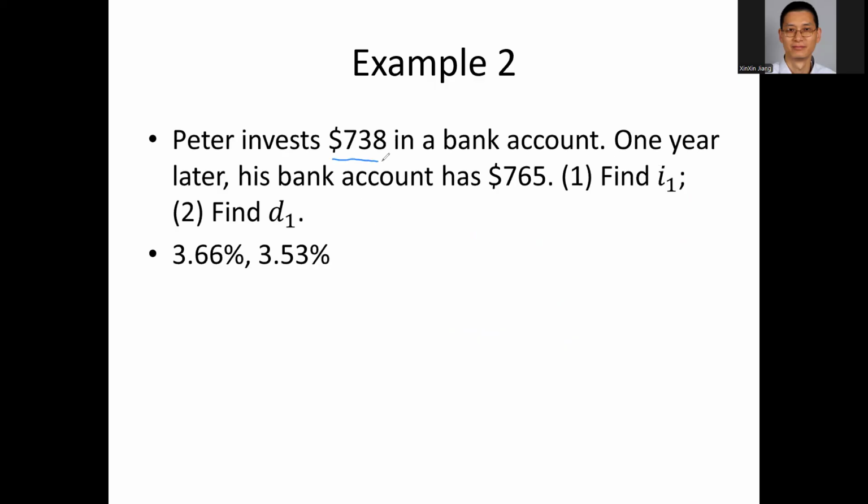Peter invests $738 in a bank account. One year later, his bank account has so much money. Find I1 and find D1. So I1 equals A1 minus A0. So it's 765 minus 738, divided by 738. And D1, it's 1 year, still has the same numerator, but divided by 765. So generally, the interest rate is always bigger than the discount rate.